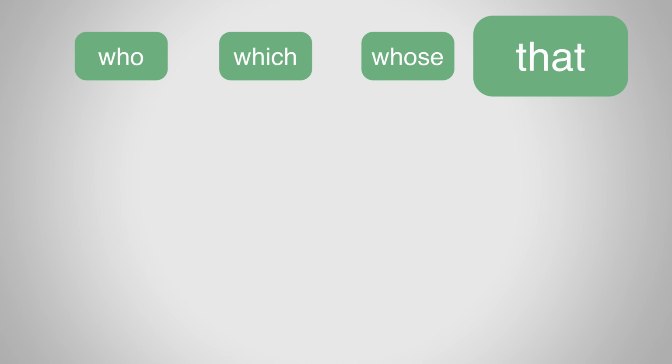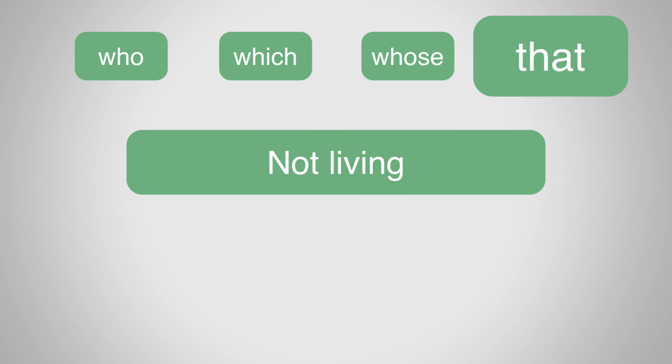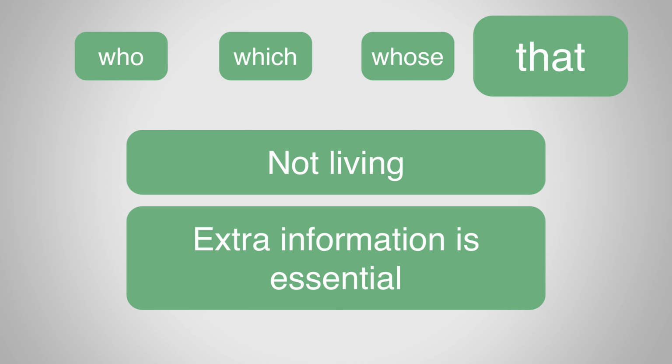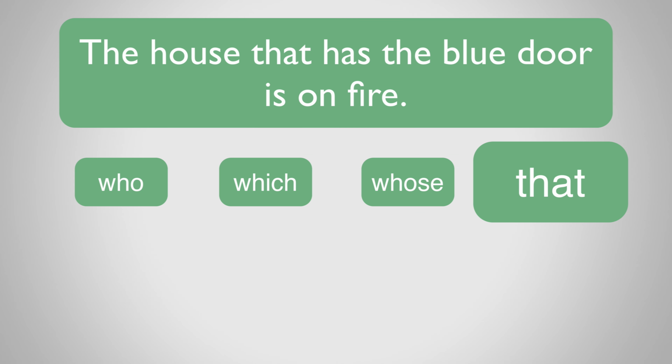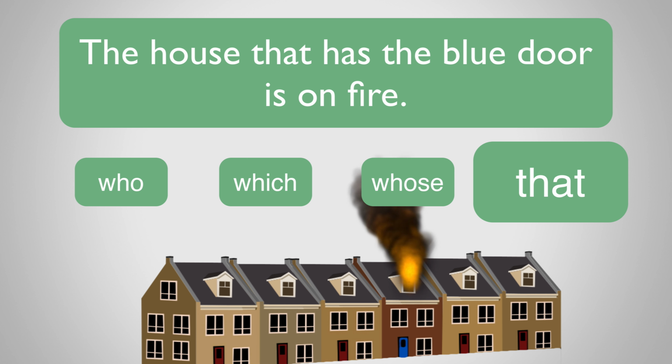We use that with nouns that are not living, such as pens, but we use it when the extra information is so important it has to be included to ensure the sentence makes sense. Take a look at this example. The house that has the blue door is on fire. Here we're using the relative pronoun that to clarify exactly which house we're talking about.